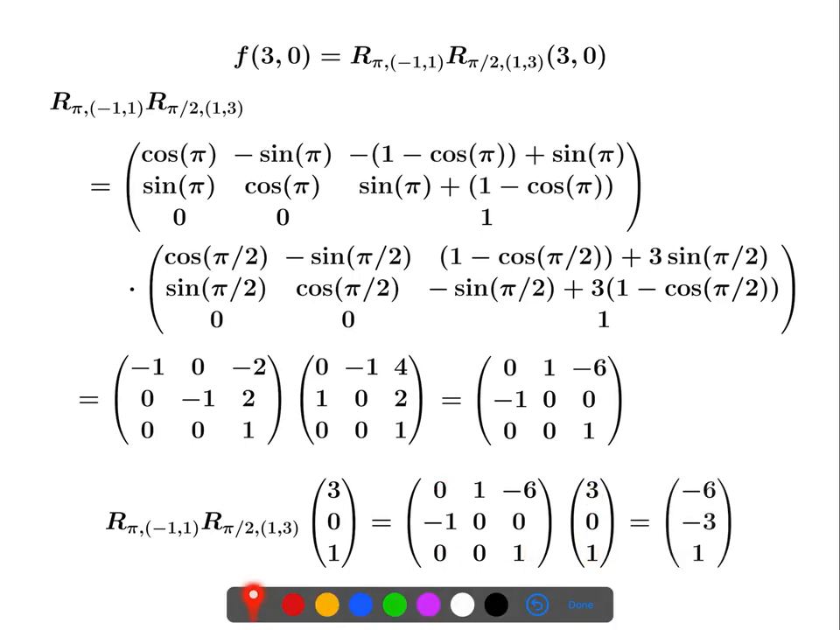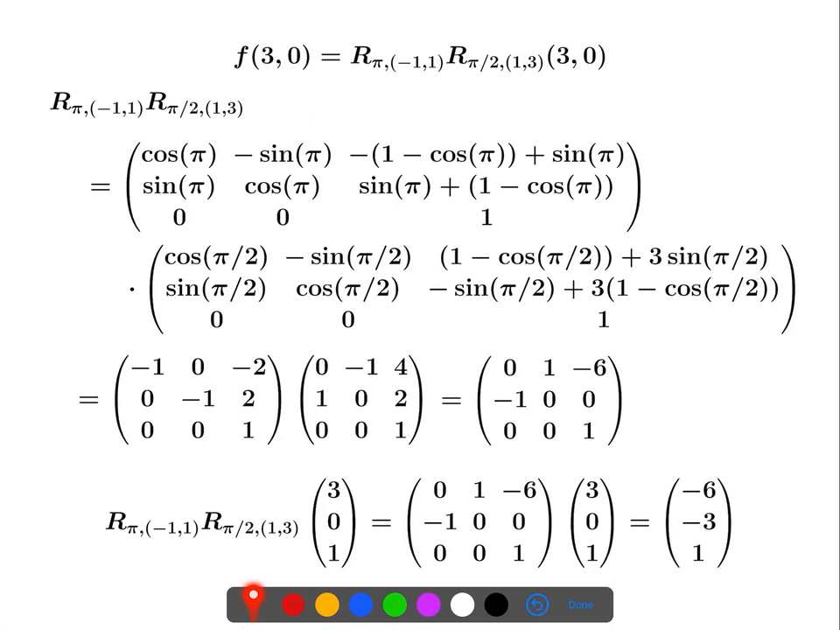So we get 0 plus 0 minus 6 is negative 6, minus 3, and then 0 and 0 give me minus 3, and then 0, 0, and 1 give me 1. You'll always have 1 there, so you don't really need to check that. But this is telling me then that f of 3, 0 is going to be minus 6, minus 3. So the end result would be minus 6, minus 3, like we had before for what f of 3, 0 is.